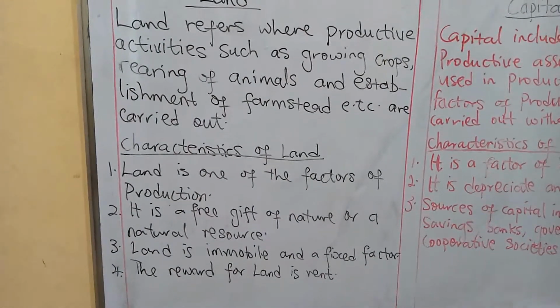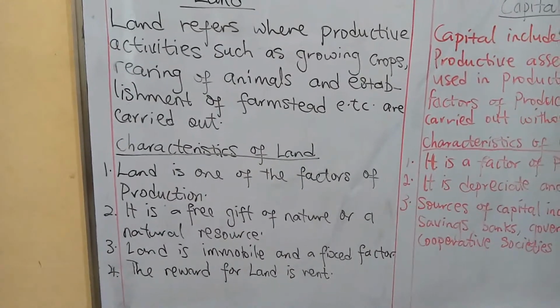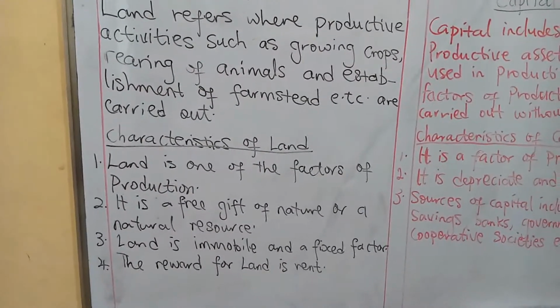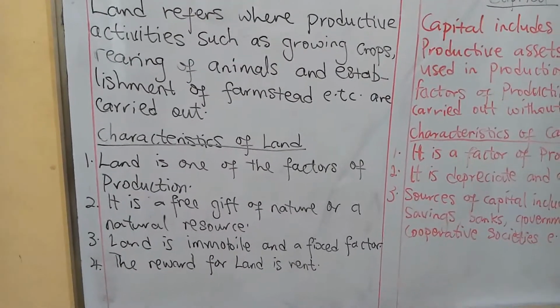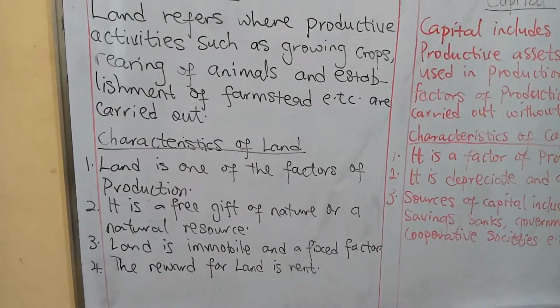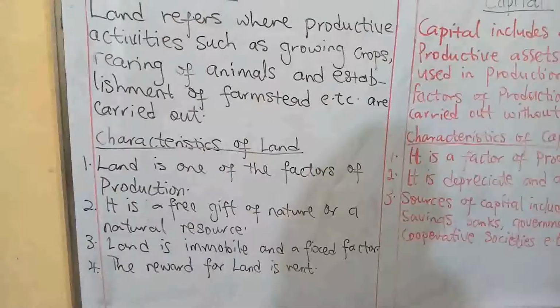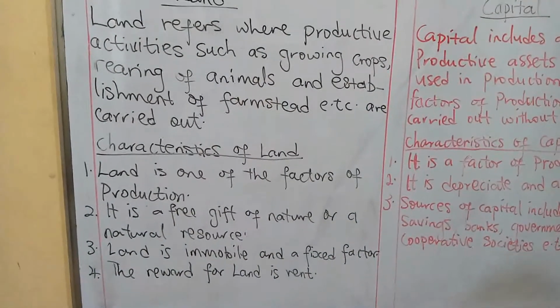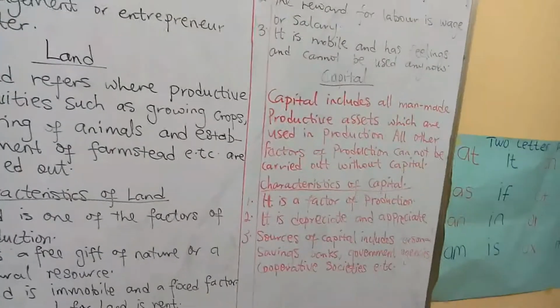Land is immobile. It doesn't move. Well, of course, my science students will tell me, "Yeah, Mr. Mars, the earth moves." Yes, but land doesn't move. And it's a fixed factor. And the reward for land is what? Rent. The reward for land is rent. I can have a land and I decide to rent it out and I get money.